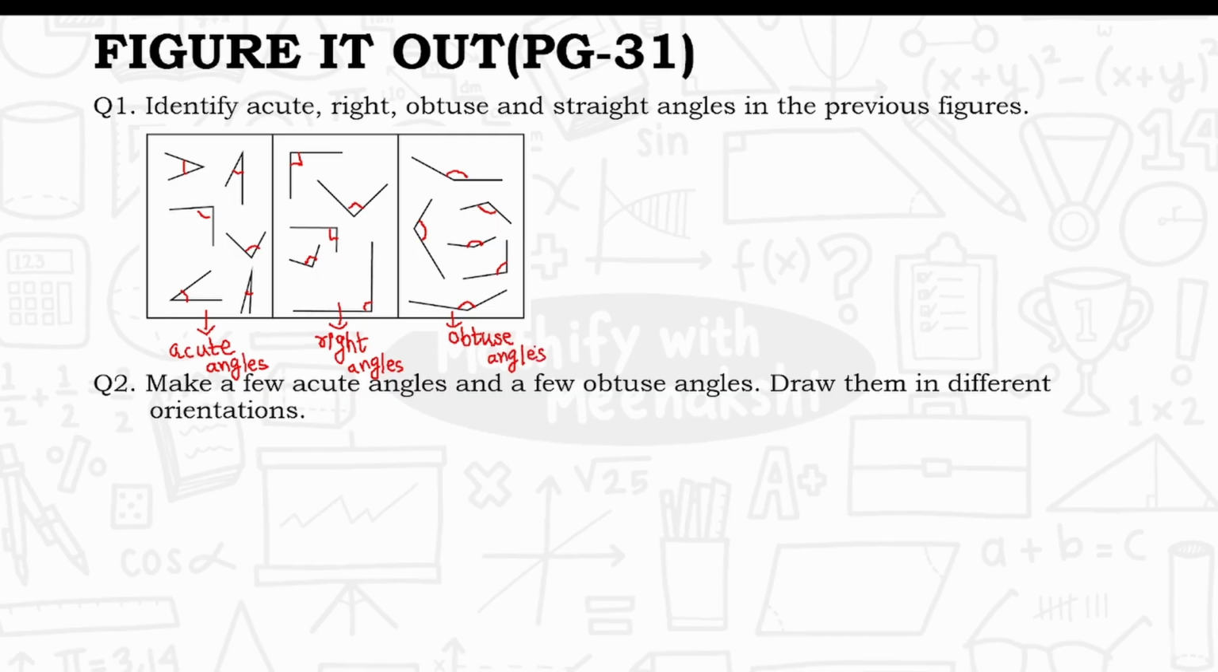So we are done with the first question. Let's move to question 2. Make a few acute angles and few obtuse angles. Draw them in different orientations.